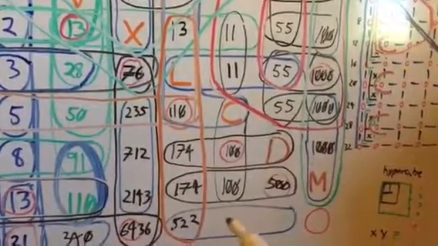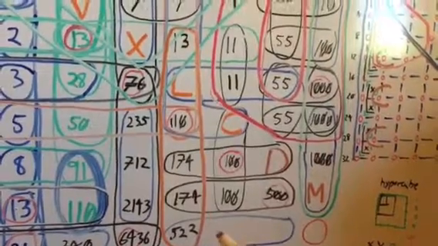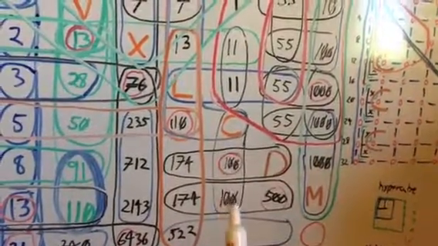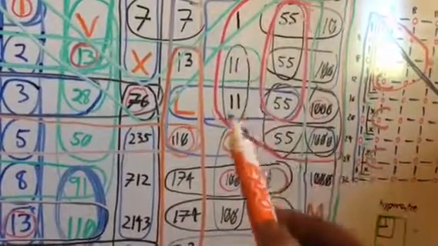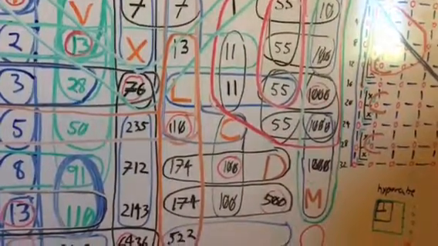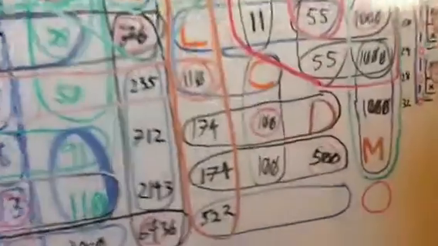Now I have to make a decision for this cell right here. Okay, look what we have. We have a 1 by 3 of 100, 100, and 100 dotted to an 11, 11. I'm going to go with 322.